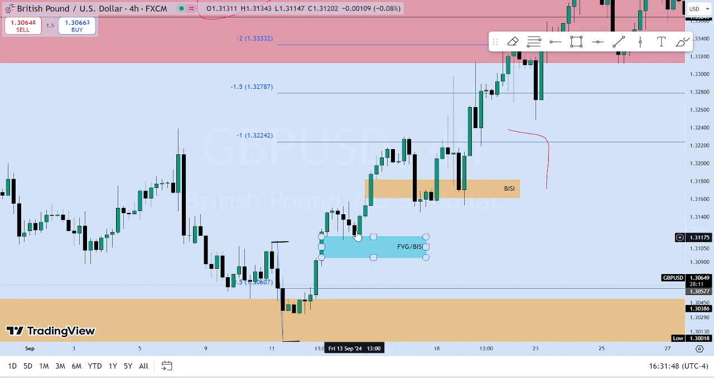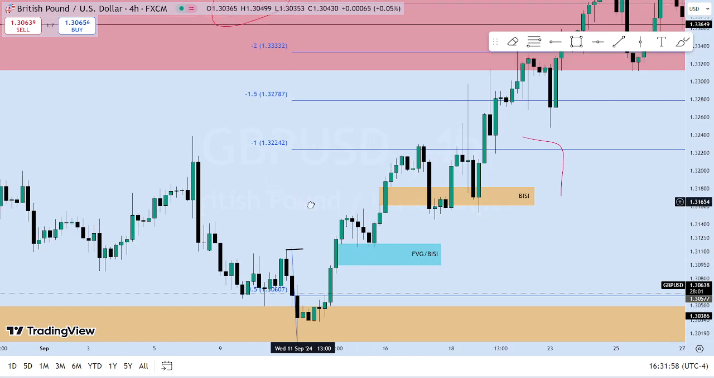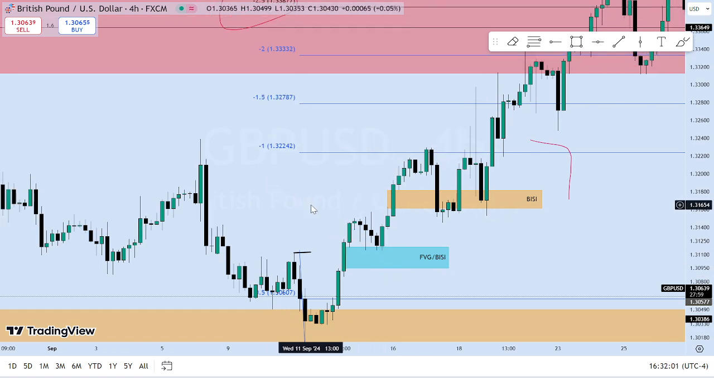You always make sure you enter once price trades in a fair value gap, because a fair value gap is the starting point of a macro movement going to take out a liquidity or deliver into any inefficiency resting above or below price.